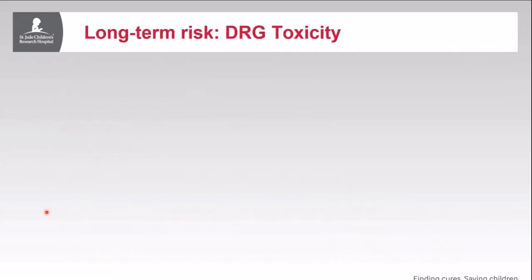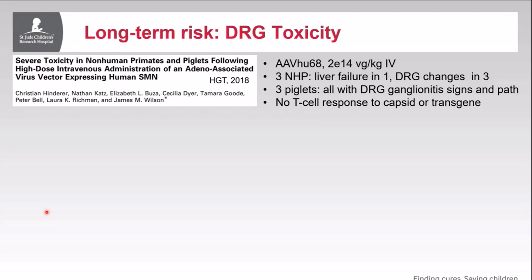I want to talk now about DRG toxicity, because maybe you've heard about this, and it's still an evolving topic. This came out of the Wilson lab in 2018. They treated 3 non-human primates. It's not identical to onasemnogene, but it's similar. Of these 3 monkeys, one had liver failure, and there were dorsal root ganglia changes in 3, and then in 3 piglets, they all had DRG ganglionitis, as well as clinical features.